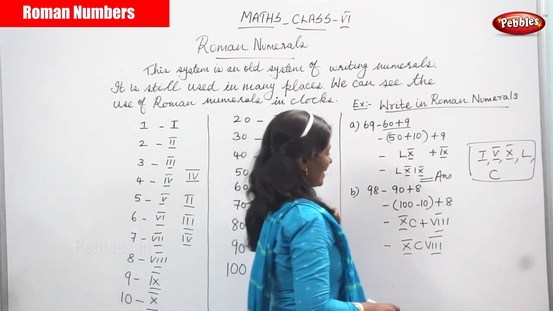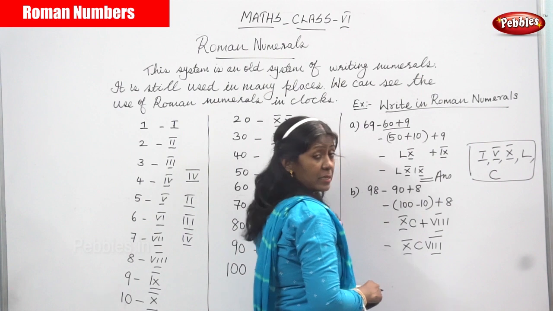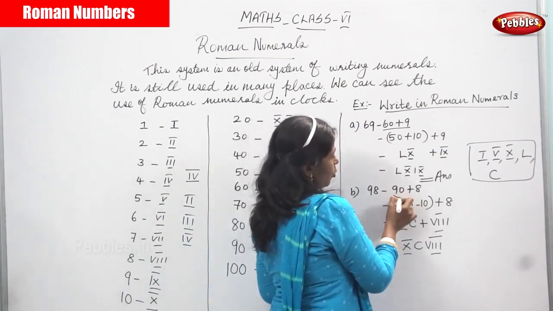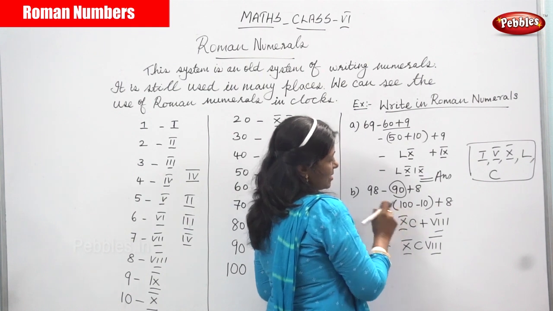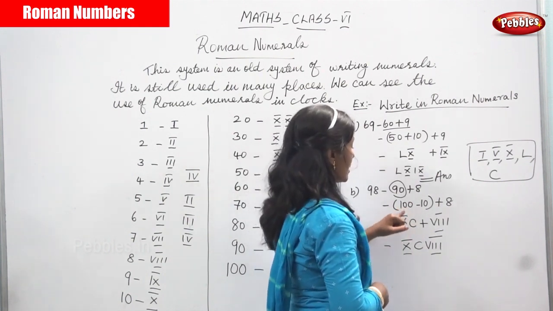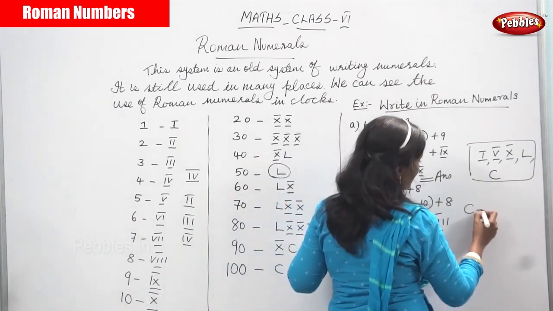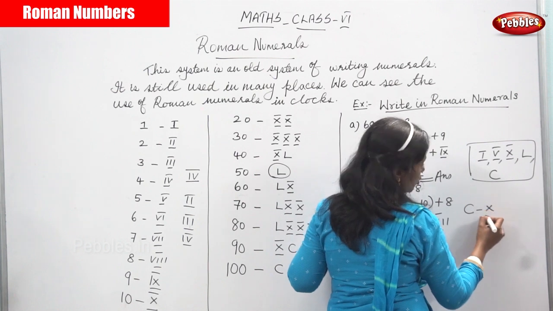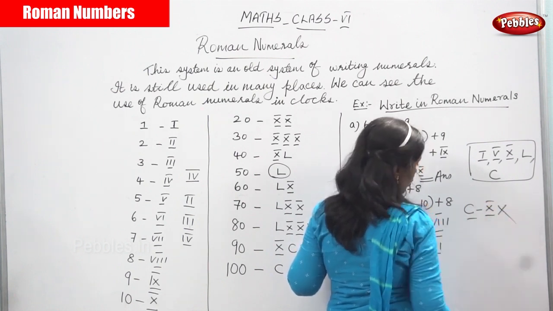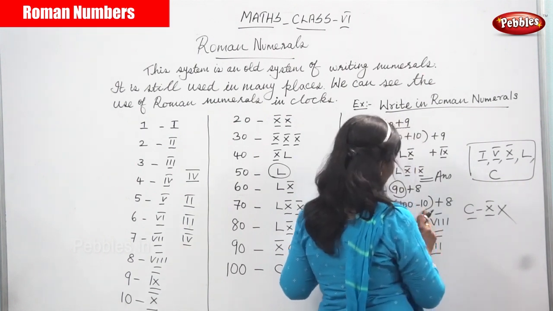Next question, 98. So 98 means I am going to split 90 plus 8. 90 plus 8. So what I am going to do, 100 minus 10, you can get 90. 100, you know that is C, and 10 means C minus 6. It is not practically possible. It is completely wrong. You should not do this. So 100 minus 10, you can get what?